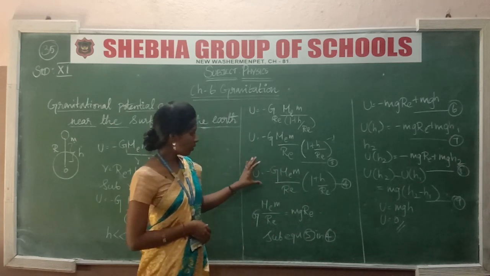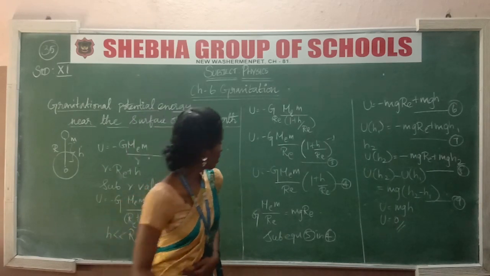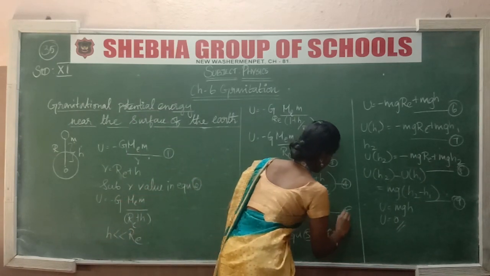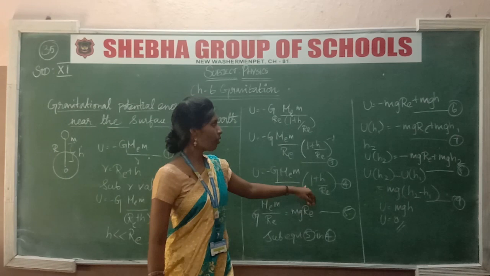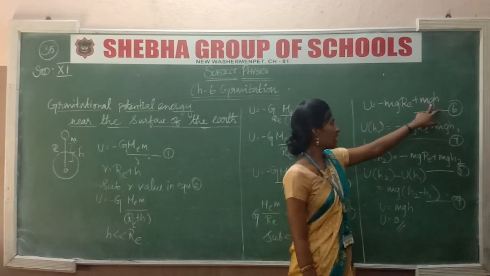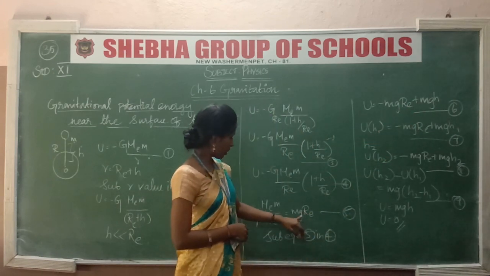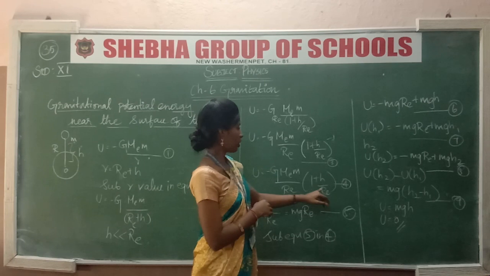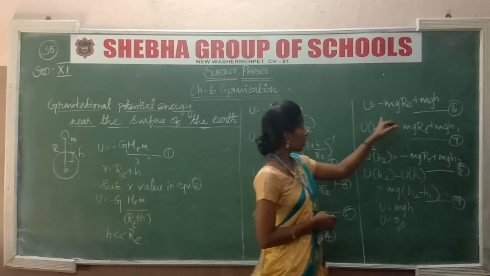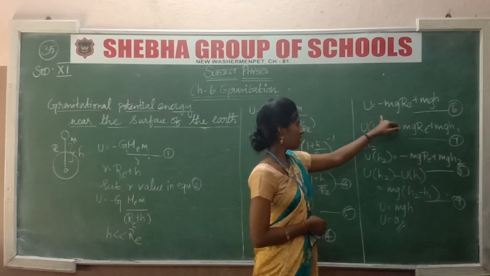Equation 5 is substituted in equation 4. So U is equal to minus mg RE plus mgh. We split the RE value and the H value. On splitting, we separate it as mgRE plus mgh. This is the sixth equation.